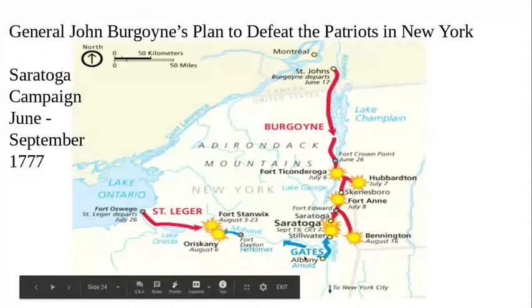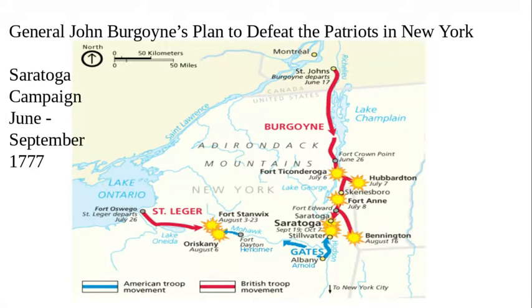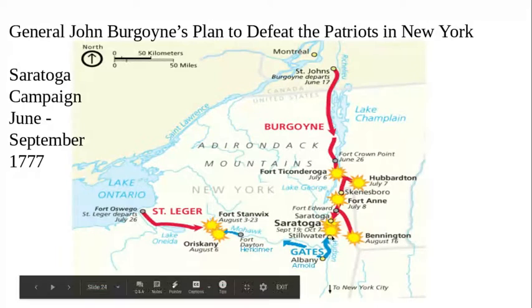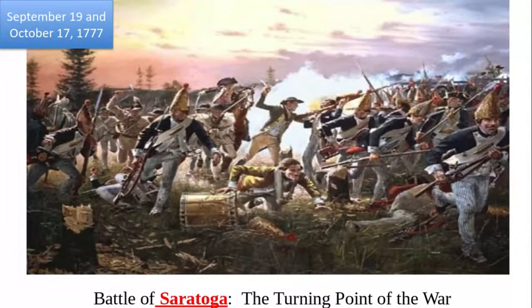American General Horatio Gates sees there's an opportunity here. So he goes and meets Burgoyne's army near Saratoga, and they have a set of skirmishes for about 2 or 2.5 weeks. At the end, Burgoyne surrenders his army. This is a huge victory for the Americans. People call it the turning point of the war. It's at this point where things really start to change for us.